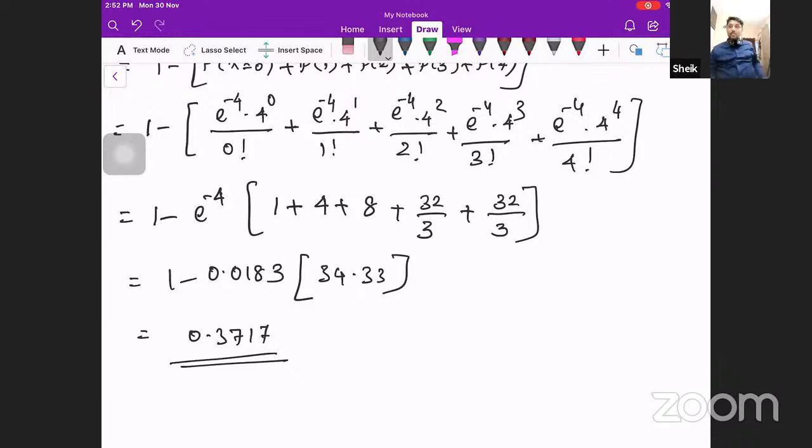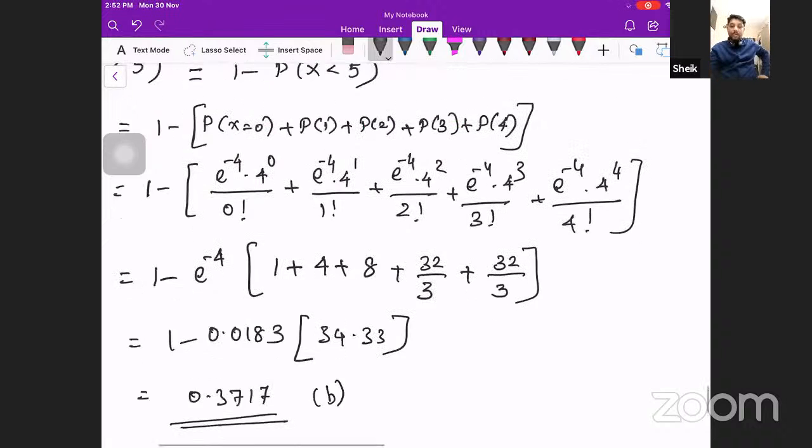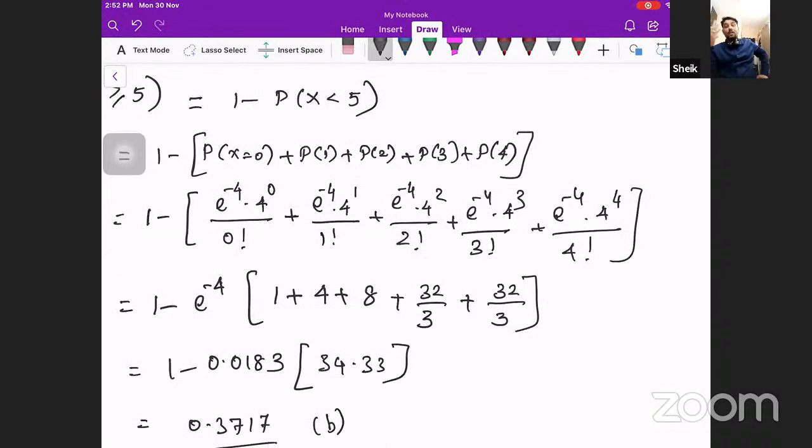Of course, this will take a lot of time. In the examination also, the calculation will take more time, my dear. 0.3717 is the right answer, that is option B. Why is it taking a lot of time? Otherwise it's a very simple sum. It is because of at least 5. At least 5 means I have to take 0, 1, 2, 3, 4, all of them.